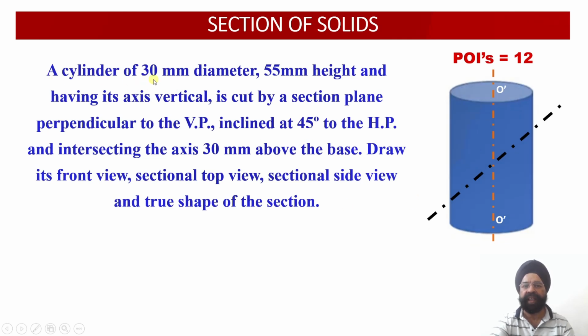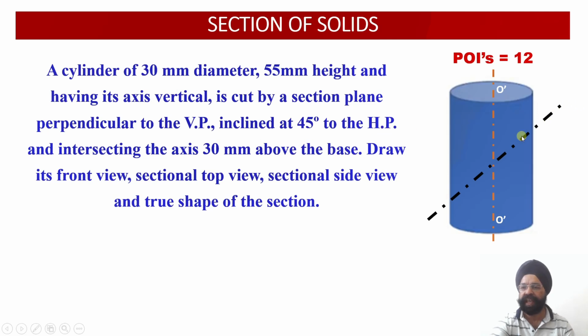Here a cylinder of diameter 30 millimeter, that is this diameter is 30 millimeter, and axis height 55 millimeter, that is the distance between O dash and this O1 dash is 55 millimeter. It is resting on the horizontal plane on its base, which is a circle, and it has its axis located vertically, that is the axis is perpendicular to the horizontal plane, and it is cut by a section plane which is perpendicular to VP and inclined at an angle of 45 degree to HP.